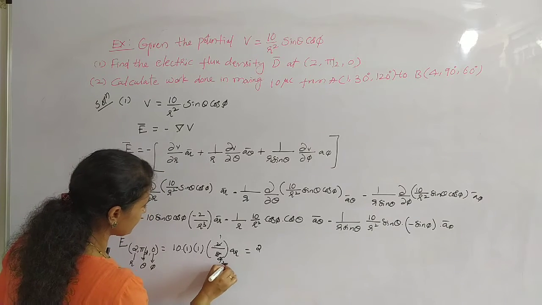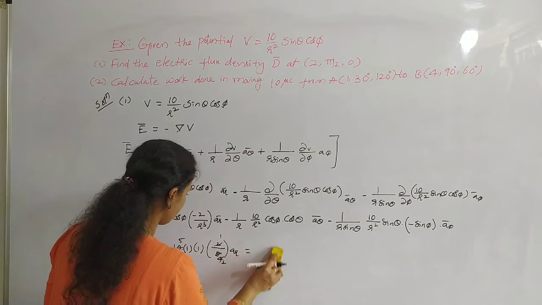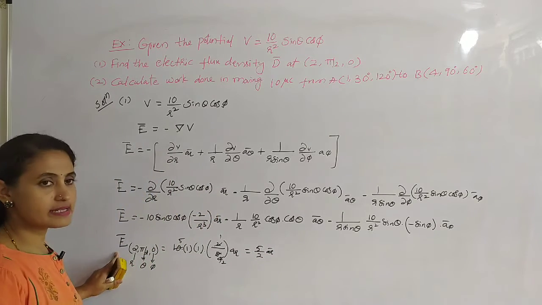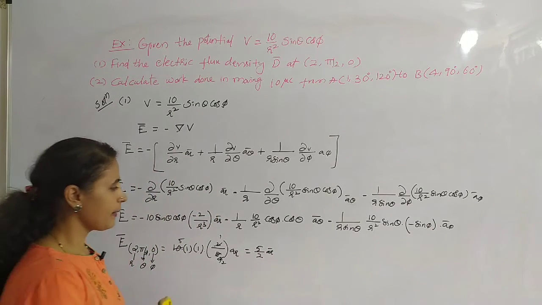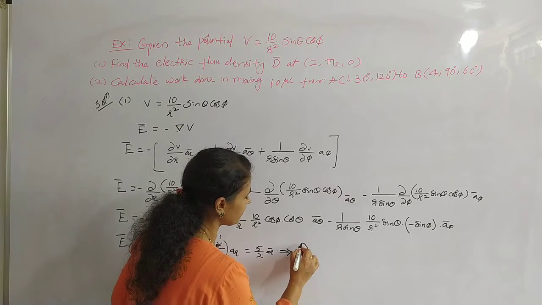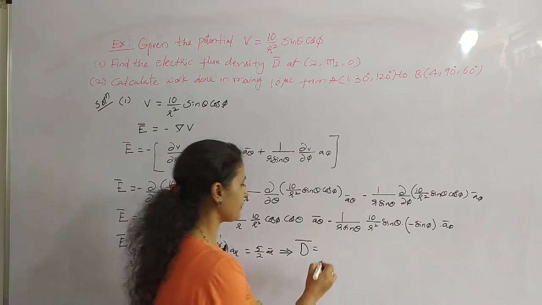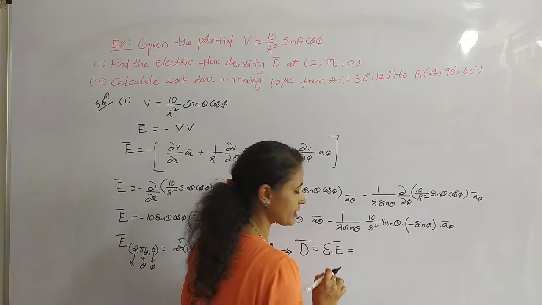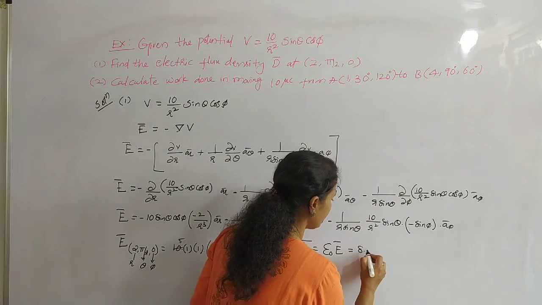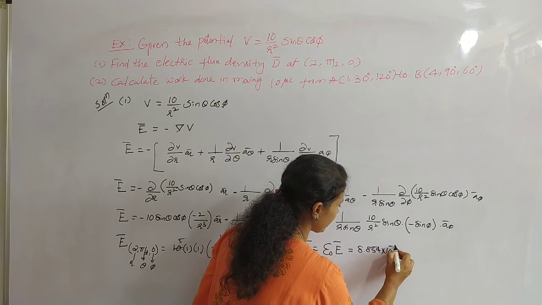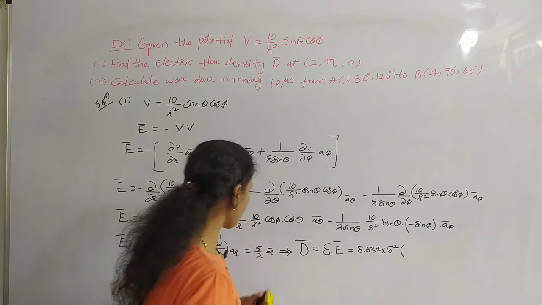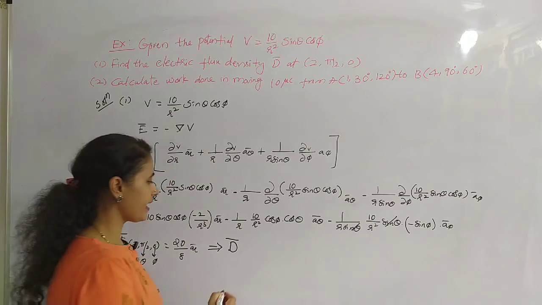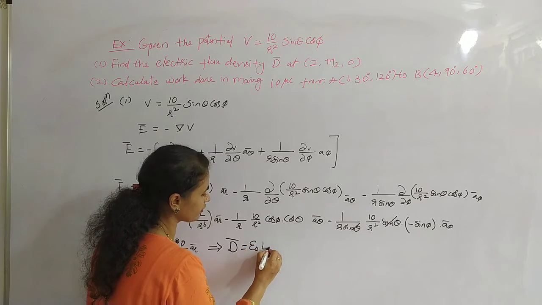This is 4 times, this is 2 and this is 5 by 2. So this is 5 by 2 a_r. What is this one? This is an electric field at these given coordinates. But we need the electric flux density D bar, which is nothing but epsilon naught into E bar, right? So epsilon naught is nothing but 8.854 into 10 raised to minus 12. Into E bar, we are supposed to find the electric flux density D bar, which is nothing but epsilon naught into E bar.